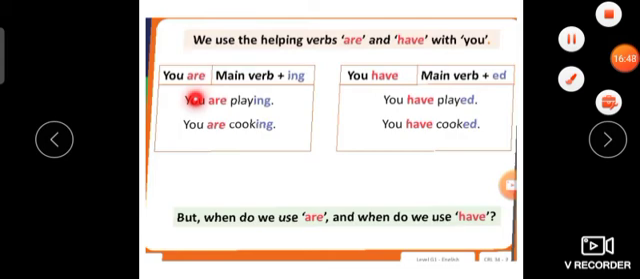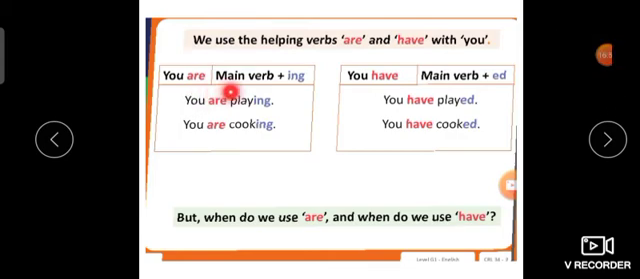So, you are - the main verb ends in -ing. When we are using are as the helping verb, the main verb will end in -ing. Okay children, you are playing, that means the action is going on. You are cooking, meaning you are cooking right now. Okay? You have. When we are using have, the action is already done. You have played, you have cooked.